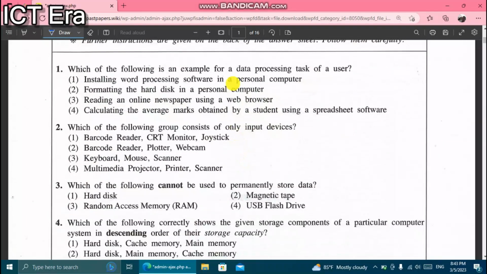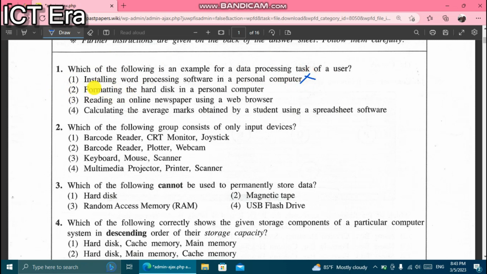First one, which of the following is an example for data processing task of a user? So first option is installing word processing software in a personal computer. So this cannot be taken as a data processing task because it's just installing. So first one cannot be taken as the answer.